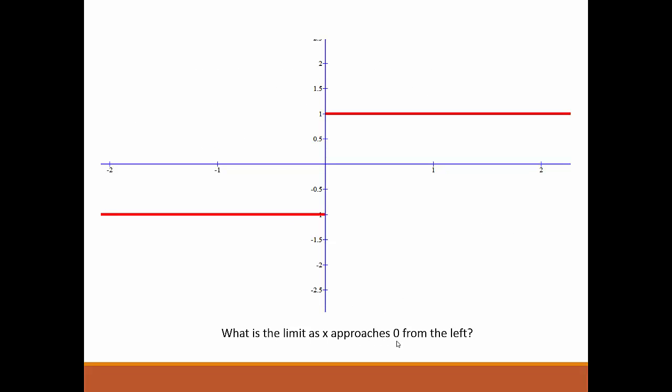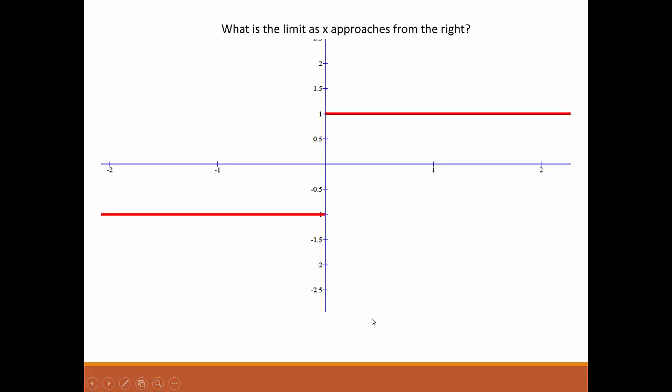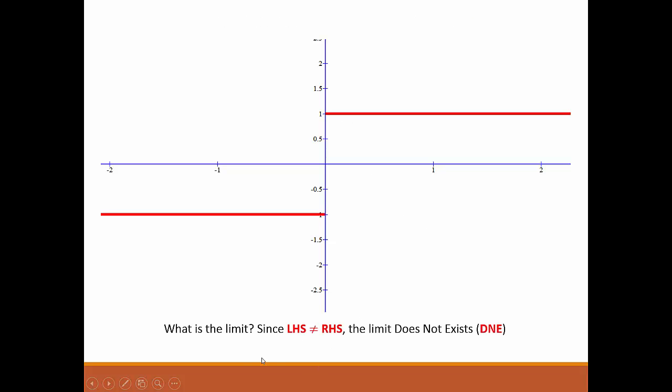All right, well, let's go back to this example. What is the limit as x approaches 0 from the left? Well, here I go. I'm approaching from the left of 0. It looks like the value of my function is approaching -1. Well, what about from the right? Looks like to me it's approaching +1. So what is the limit? Since the left-hand side, -1, does not equal the right-hand side, 1, the limit does not exist.